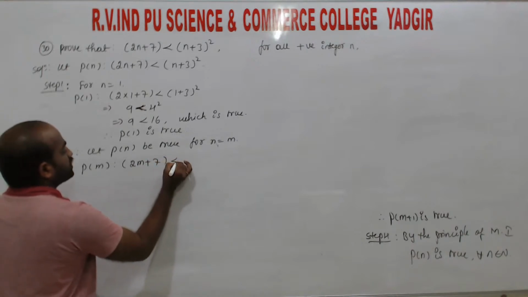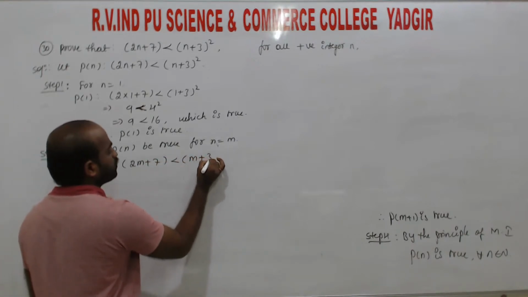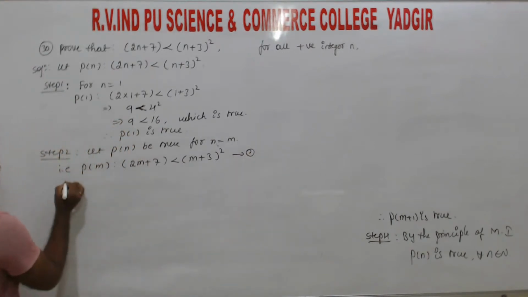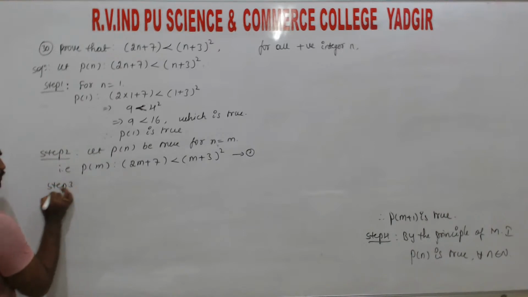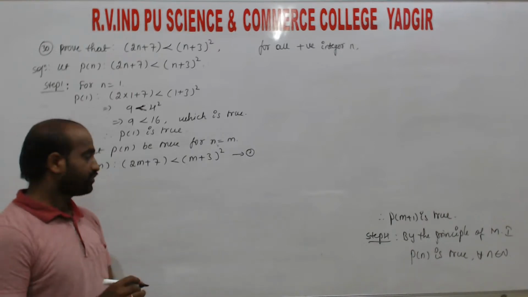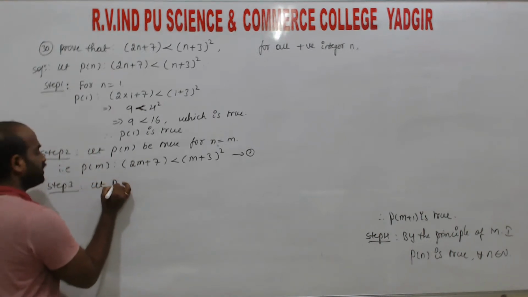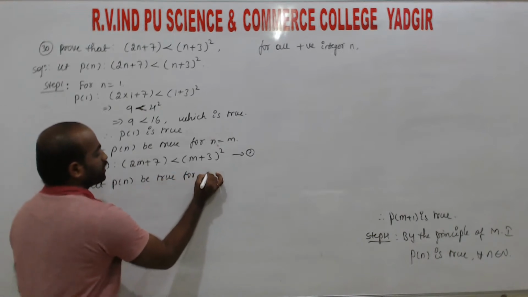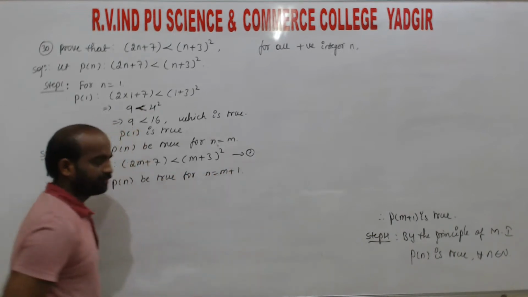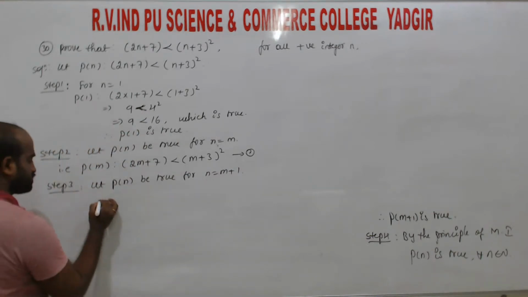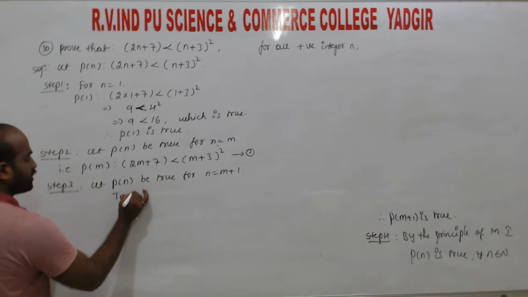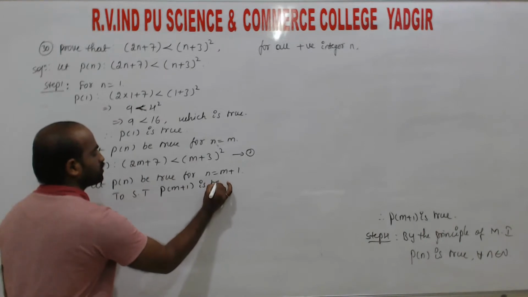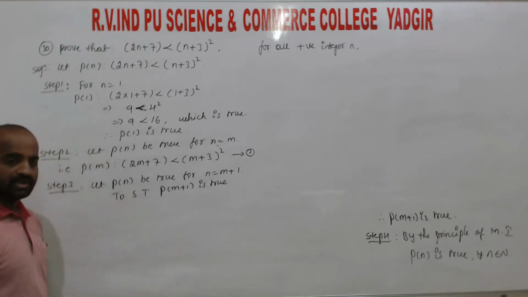2m plus 7 is less than m plus 3 whole square. Equation 1. Okay. Next, step 3. Let P of n be true for n equal to m plus 1. Okay. Next, to show that P of m plus 1 is true.